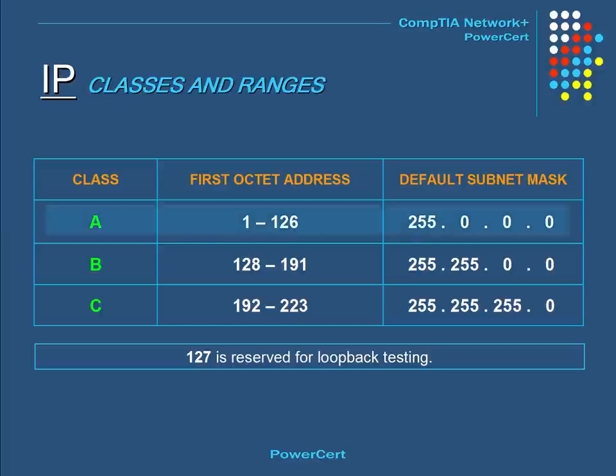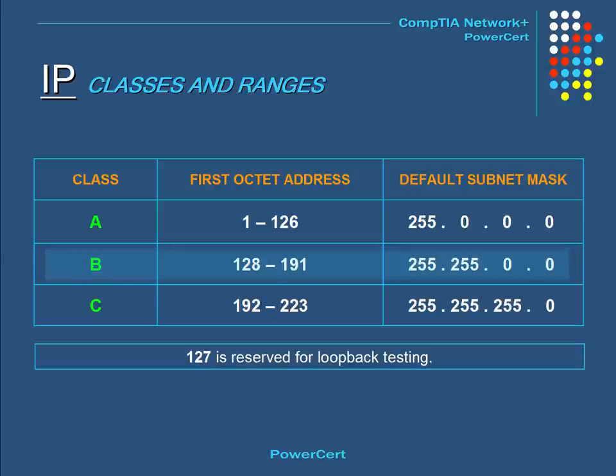So a Class A IP range is from 1 to 126. This class supports 16 million hosts on 126 networks. This class is mainly given to large organizations because of the tremendous amount of IP addresses it can give out. And a Class B IP range is from 128 to 191, and this class supports 65,000 hosts on 16,000 networks. This class is given to medium-sized organizations.